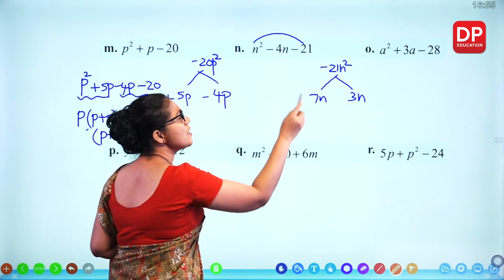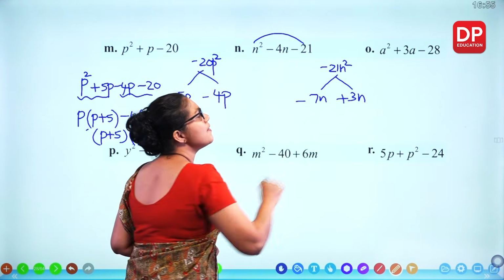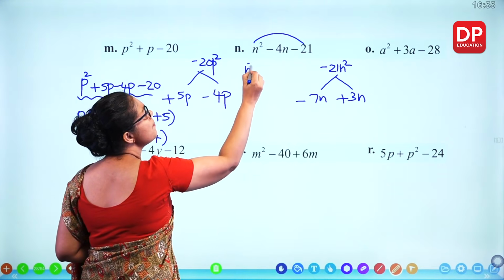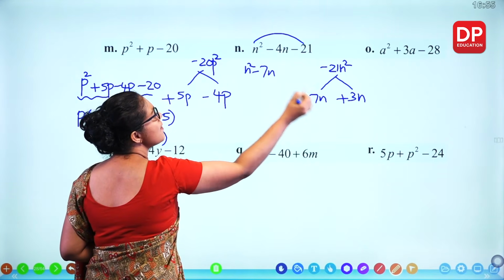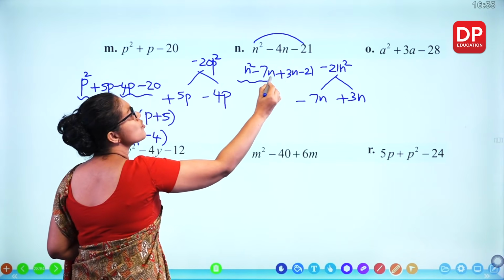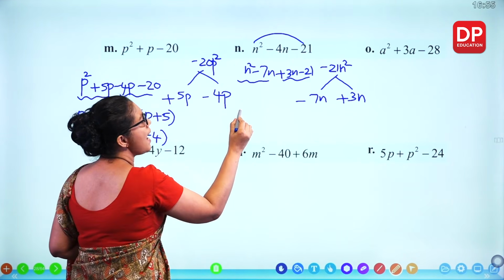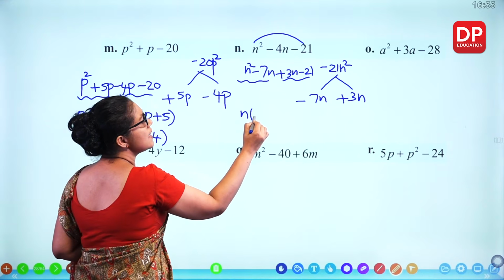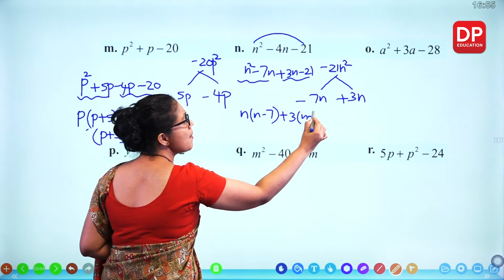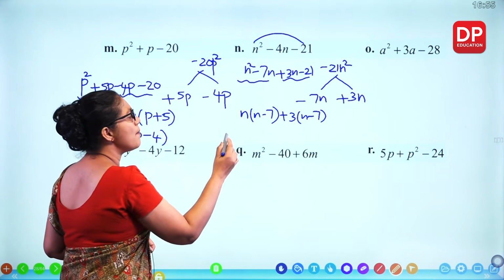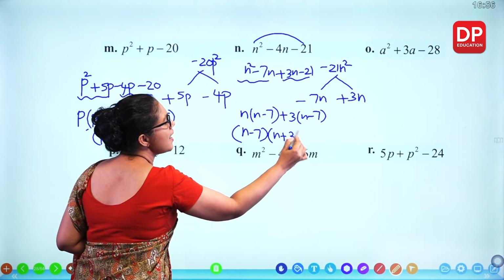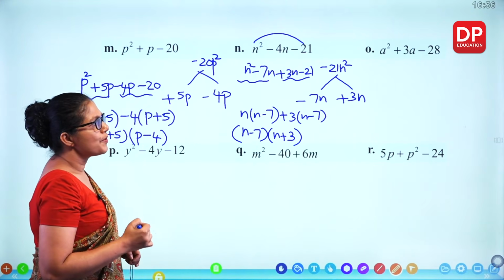That means the larger number should be negative and the smaller one should be positive. So again split the middle term into minus 7n and plus 3n. Take first 2, last 2 separately and factorize. So you get n minus 7 here. When you take 3 out, you get n minus 7 again. So n minus 7, take it out. The remaining part you can write as n plus 3.